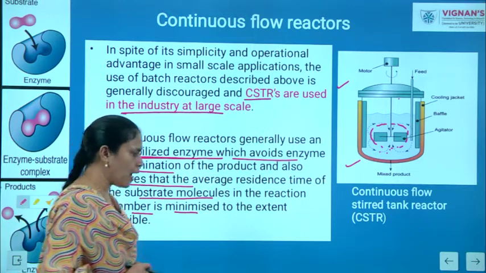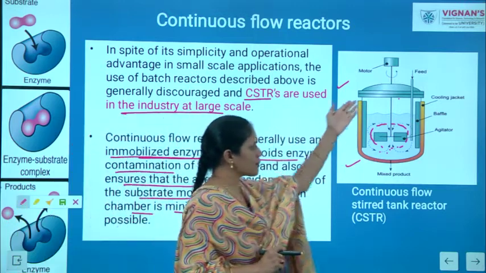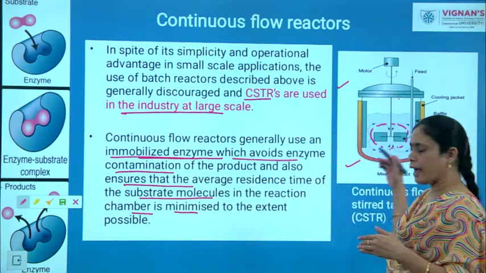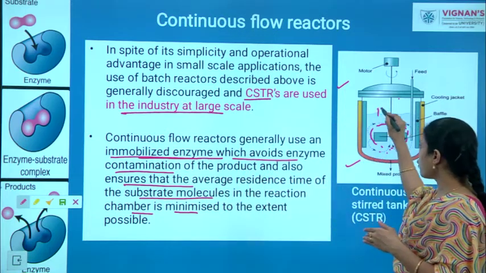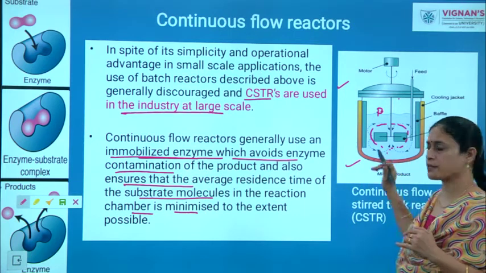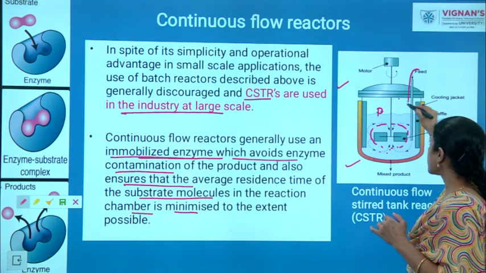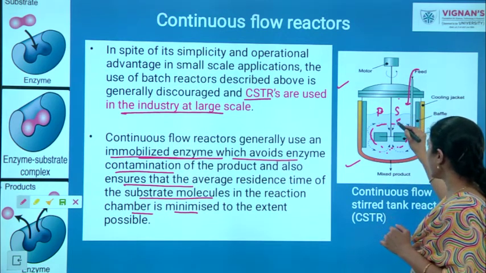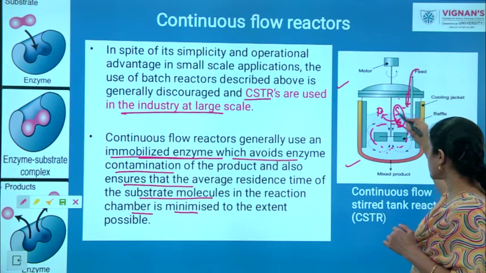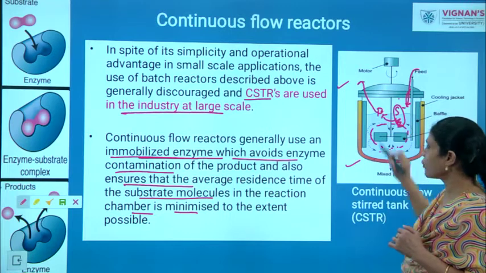So, as you are continuously adding the substrate, it is continuously available for your enzyme, and continuous product formation takes place. During the reaction within the reactor, what is happening? There is a continuous supply of your substrate. Here you have your enzyme, which combines with your substrate to give rise to your product. So, there is a continuous addition of substrate and continuous removal of your product.